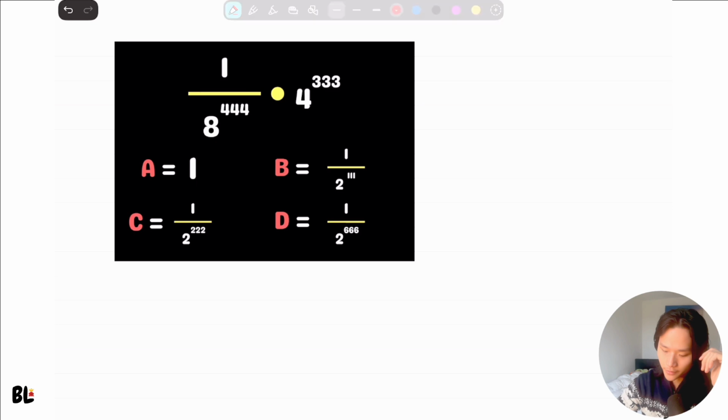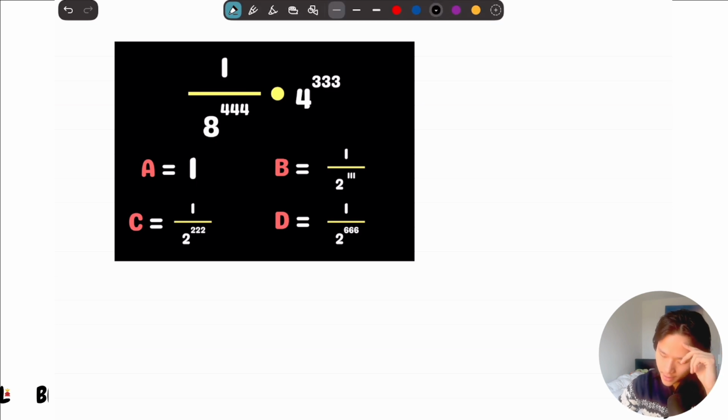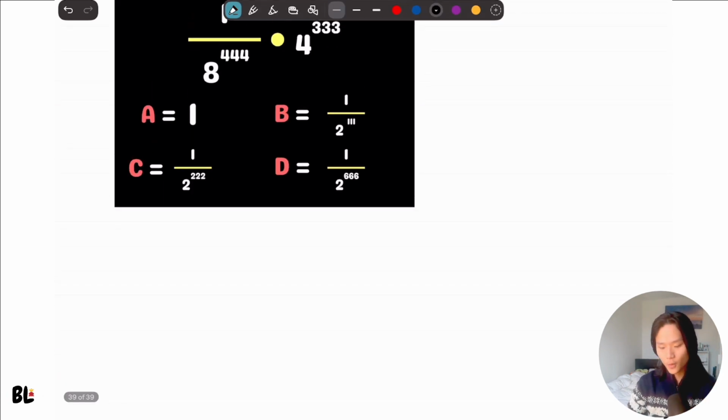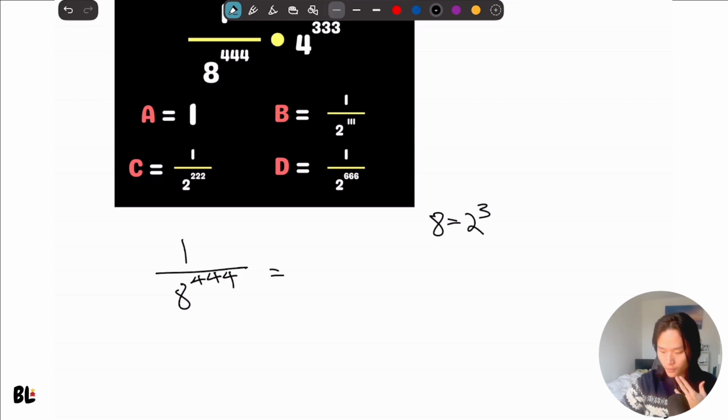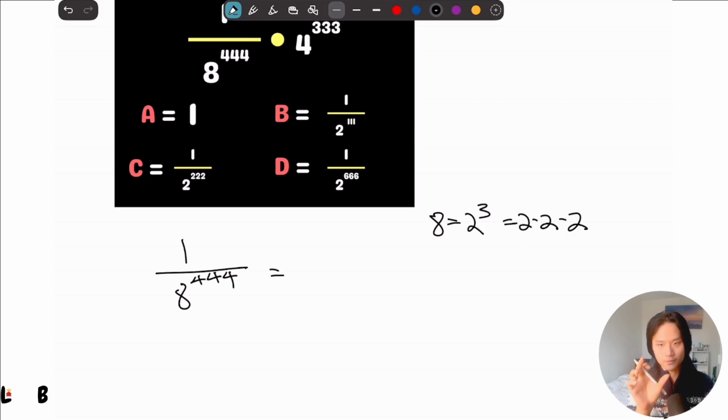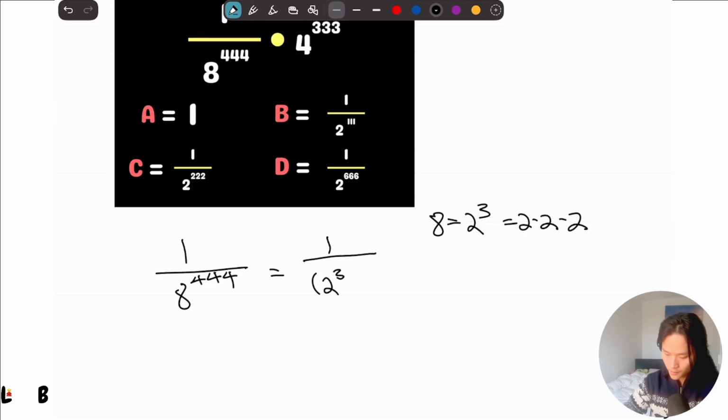So what I will do is to rewrite 8 and 4 as powers of 2. So first of all, let's take a look at 1 divided by 8 to the power of 444. Well, we know 8 is 2 cubed, which is just 2 times 2 times 2. So 2 cubed is 2 multiplied by itself 3 times. So we have 3 2's there. So let's write that down. So 2 cubed and then 444, right?